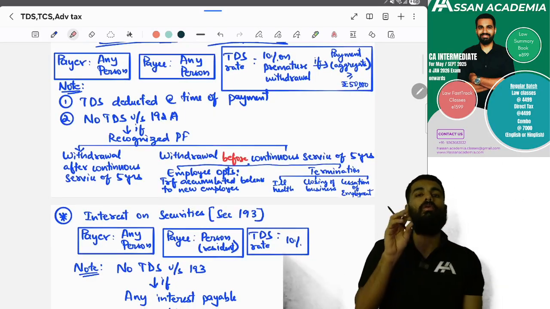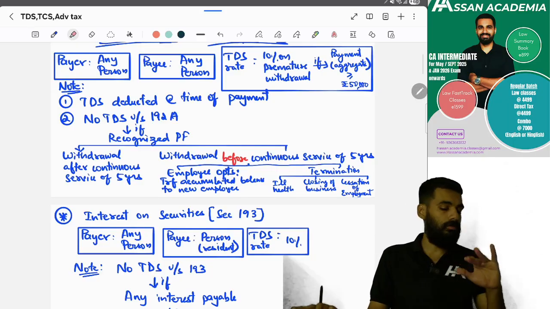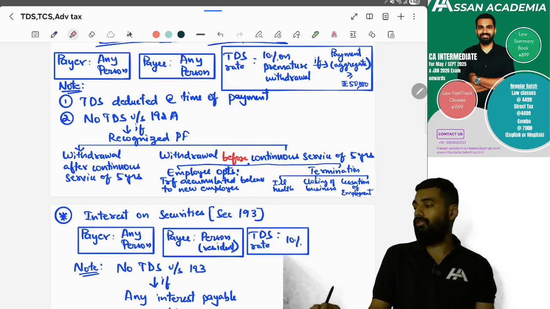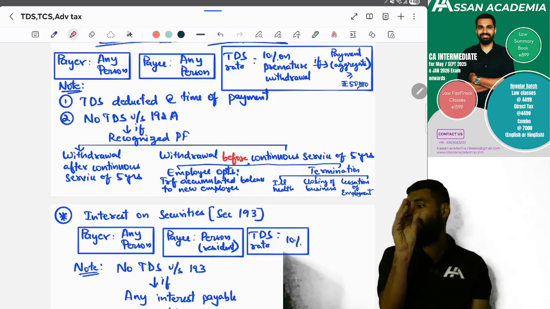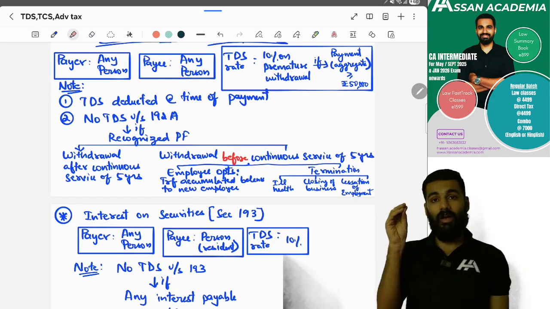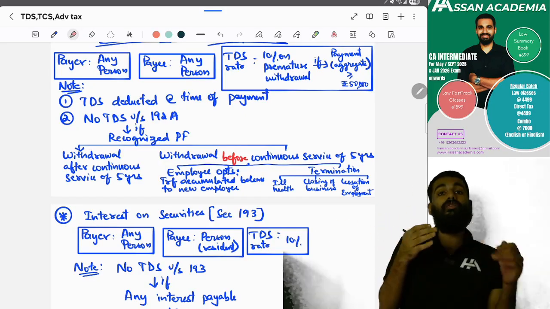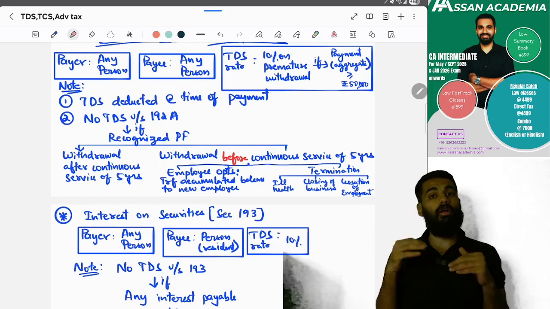Yeah. Now tell me, I told you recognized provident fund. When will TDS not be deducted in recognized provident fund? If it is withdrawn after 5 years, after the continuous service of 5 years, then no TDS. But if it is withdrawn within 5 years, you have joined and within 5 years it is withdrawn.